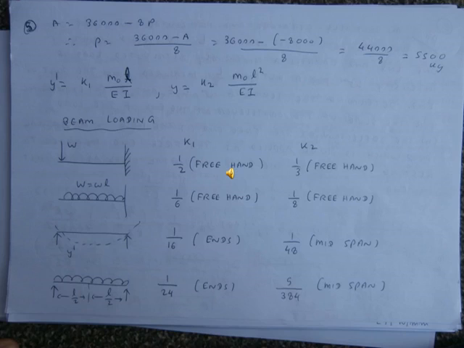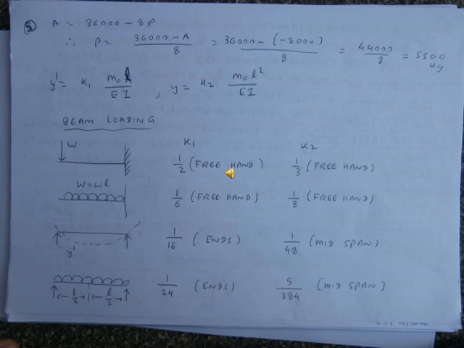And also the uniformly distributed load. The capital W is equal to small w multiplied by L. W is a weight by length, weight per meter, and L is a length. So in this case, for the cantilever beam, K1 is equal to 1/6 for the free end, K2 equal to 1/8 for the free end.